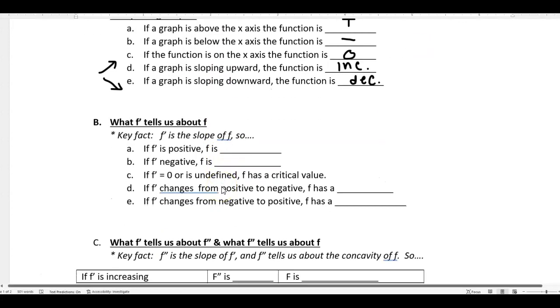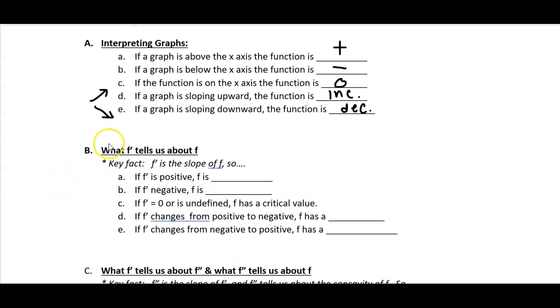Let's take a look at part B. So now let's take a look specifically at what f prime tells us about f. The key fact to keep in mind is that f prime is the slope of f. And keeping that in mind should help all these things be fairly evident. So if f prime is positive, that means that f has a positive slope, and therefore f is increasing. If f prime is negative, that means that f has a negative slope, and therefore f would be decreasing.